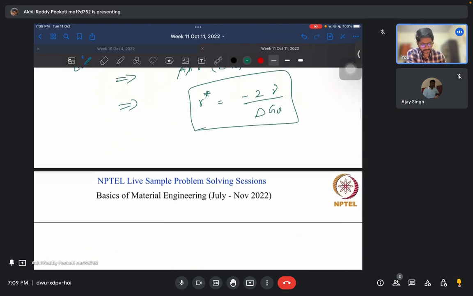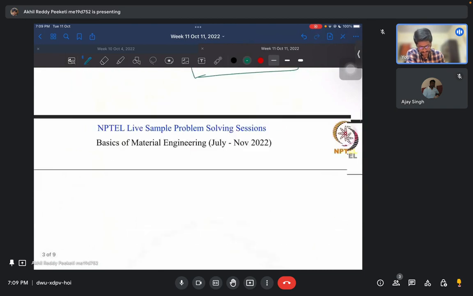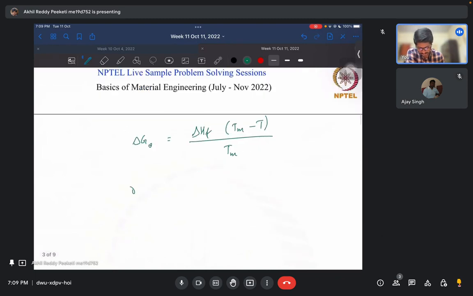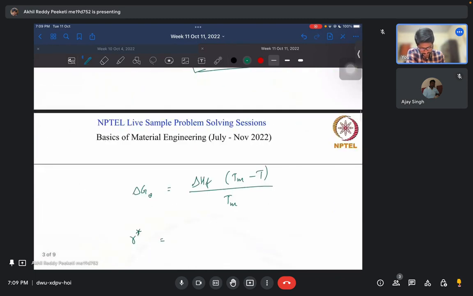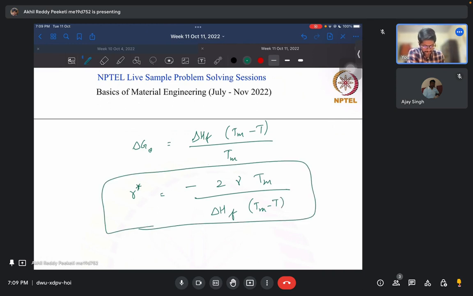Now, because we are not given this free energy directly, we are only given the latent heat of fusion. There is a direct relation between this free energy and latent heat of fusion, that is given as delta G V equal to delta Hf into Tm minus T by Tm, where Tm is the melting temperature and T is the actual temperature at which nucleation starts. So then the critical radius directly would be minus 2 gamma Tm by delta Hf into Tm minus T. So this is the critical radius.